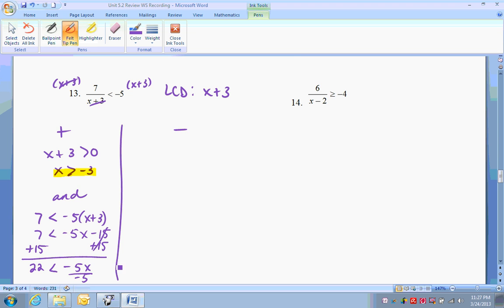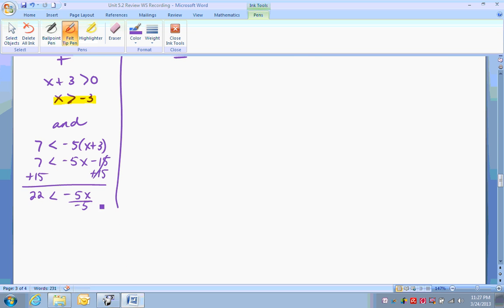Then you have to divide by negative 5. And remember, when you divide by a negative number, the sign changes. So it becomes 22 divided by negative 5 is greater than x, or x is less than negative 22 over 5. And that is the second bit of information that we want.